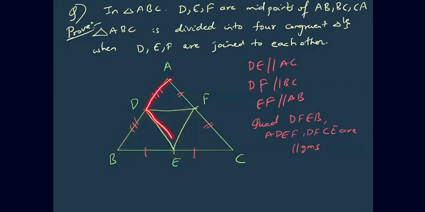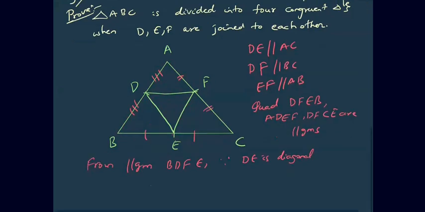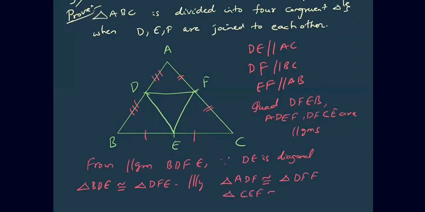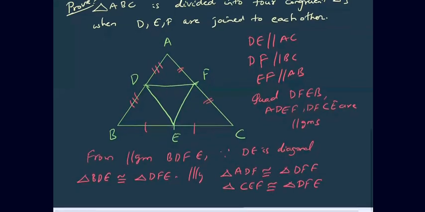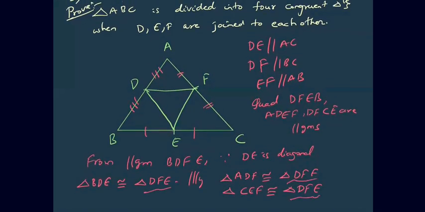Fine. And similarly, if you see this parallelogram, DF is the diagonal. So triangle ADF is congruent to triangle DEF, right? So from parallelogram BDFE, since DE is diagonal, I can say the triangle BDE is congruent to triangle DFE. In similar fashion, I can prove that triangle ADF is congruent to triangle DFE, and also triangle CEF is congruent to triangle DFE. Now, since all of these three triangles are congruent to triangle DFE, this means that all of the four triangles are congruent to each other.